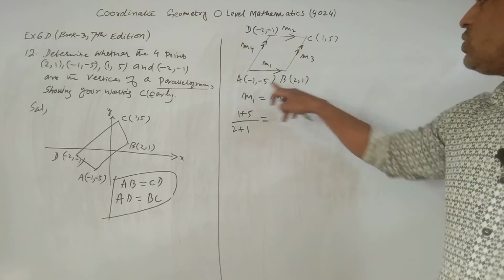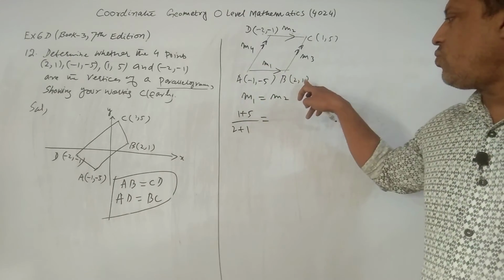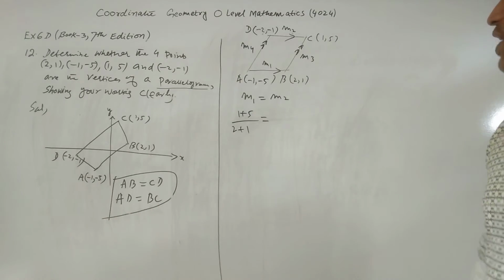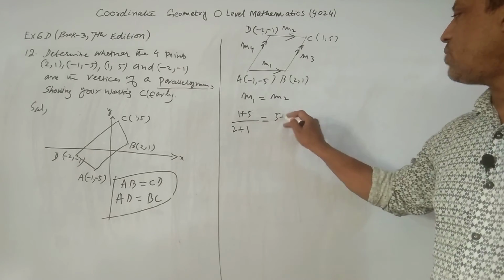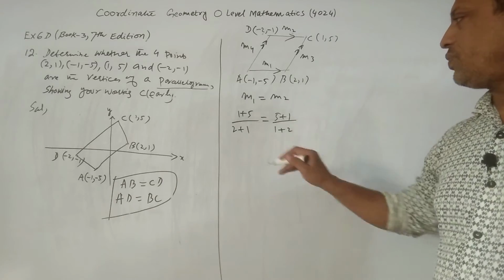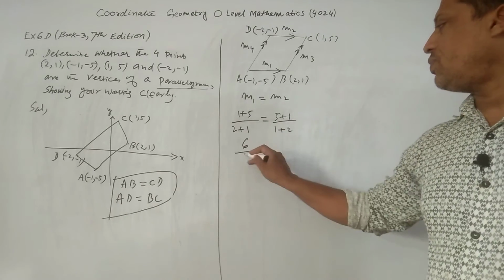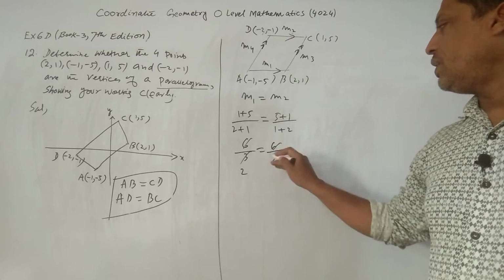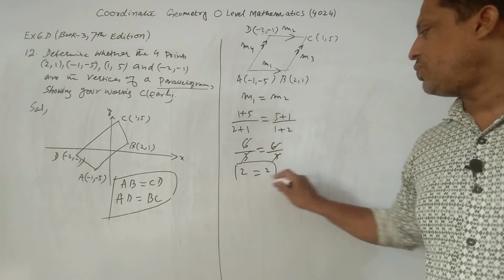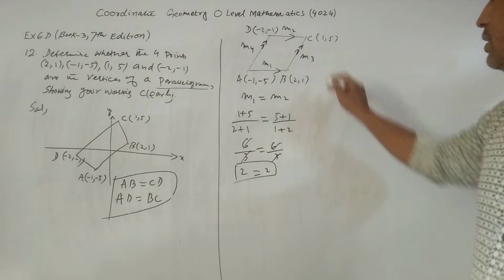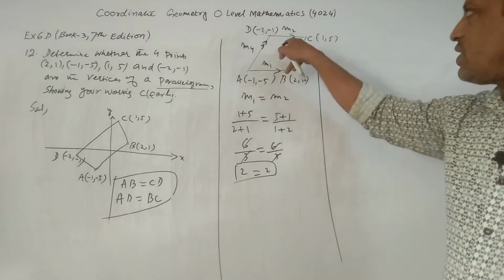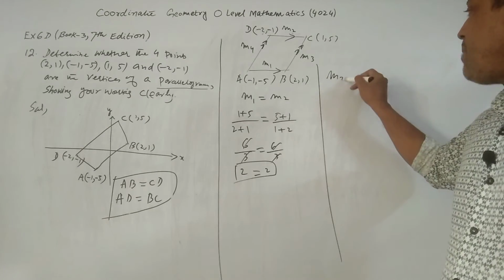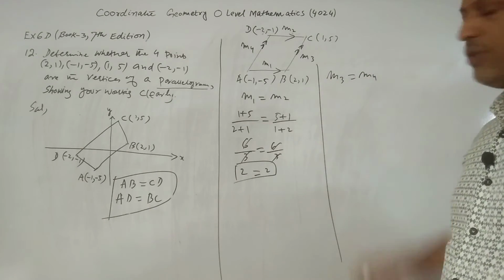See this, the gradient m1 is 1 plus 5 over 2 plus 1, which is equal to the gradient m2, 5 plus 1 over 1 plus 2. 5 plus 1 is 6 over 3, which is equal to 6 over 3; 3 twos are 6, so 2 is equal to 2. Hence, we have proved m1 is equal to m2, but we need to prove m3 also equals m4.